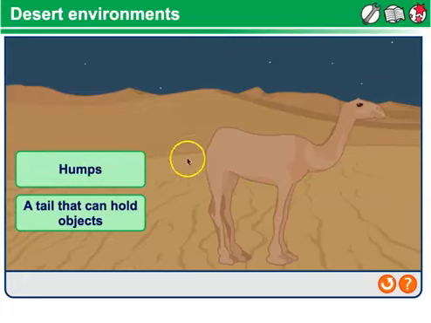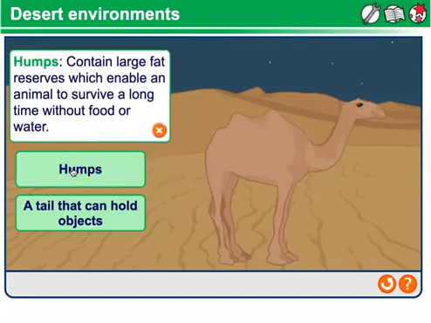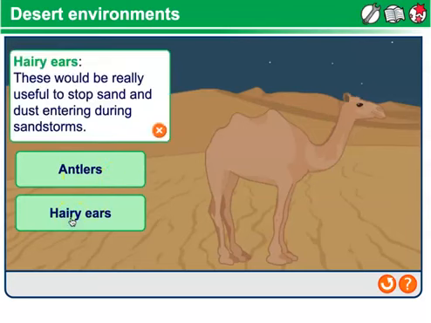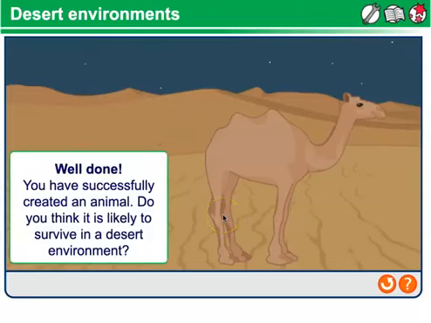In this case, this is starting to look an awful lot like a camel, and I know camels have humps. Humps contain large fat reserves, which enable an animal to survive a long time without food or water. And then, I don't know that antlers are going to benefit this organism in this environment, but hairy ears would be really useful to stop sand and dust from entering those structures during sandstorms. So there we've successfully created an animal that is likely to survive in a desert environment based on these structural characteristics that we identified.